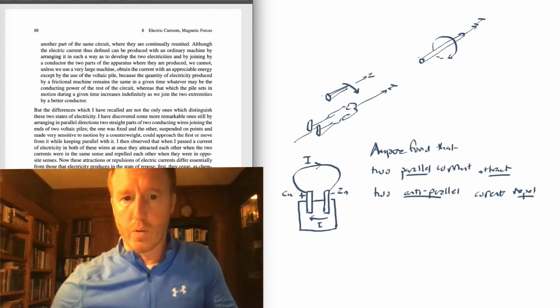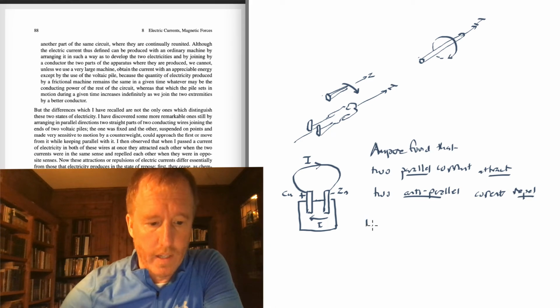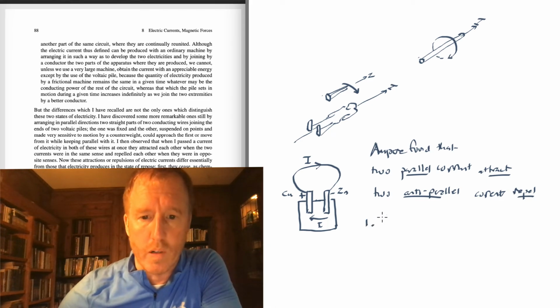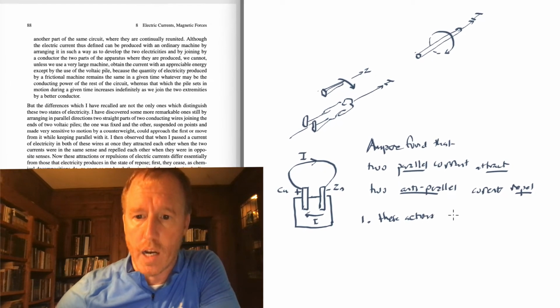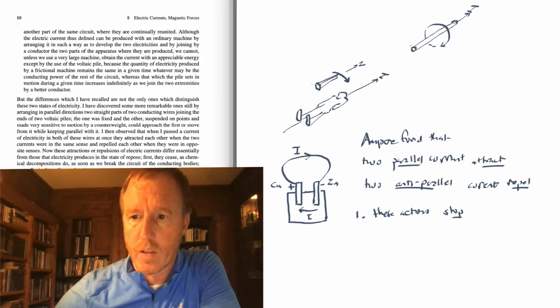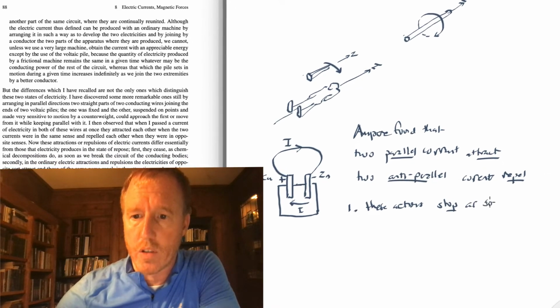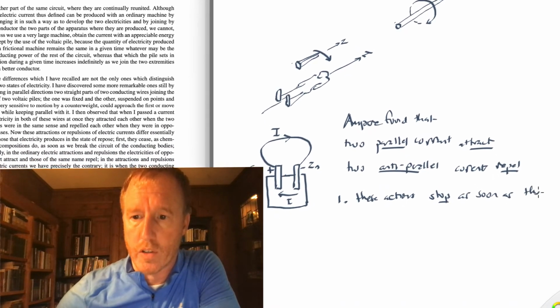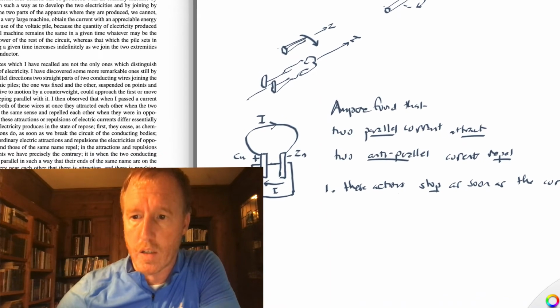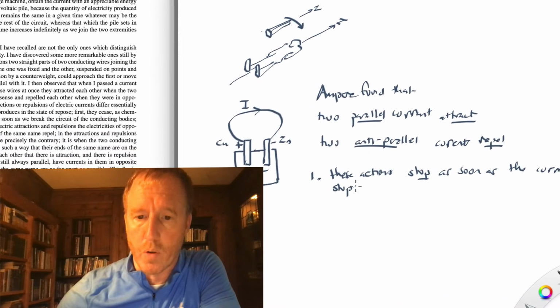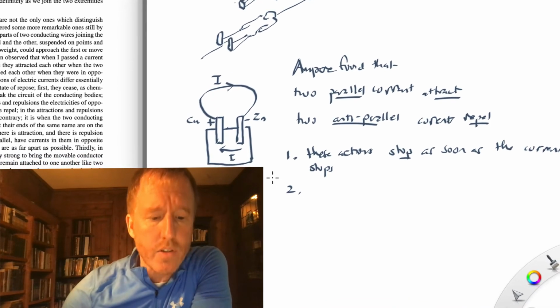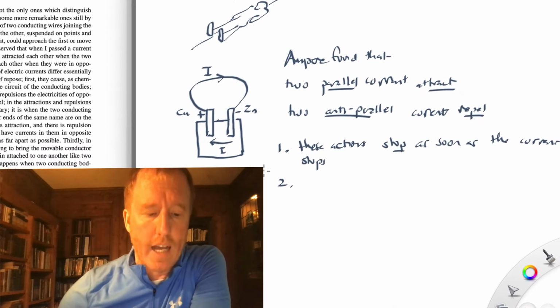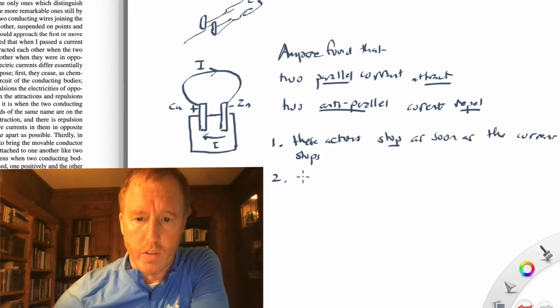Okay, so what he says is, first of all, that these attractions or repulsions cease as soon as the current stops. So these actions or forces stop as soon as the electric current stops. That's an important experimental observation that he makes. Secondly, this differs from ordinary electrostatic attractions and repulsions.